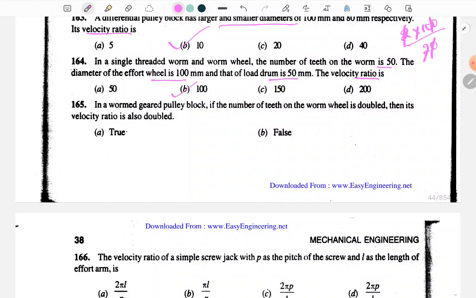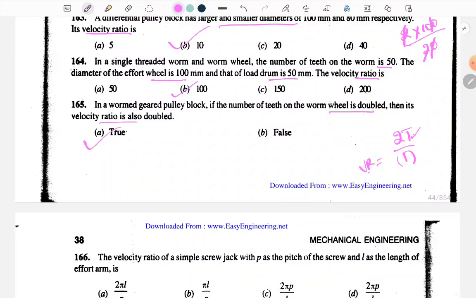Next, in a worm geared pulley block, if the number of teeth on the worm wheel is doubled, then its velocity ratio is also doubled. So 2 into t. The formula is 2T by capital T. This is the velocity ratio. If t is doubled, then the velocity ratio will also be doubled.